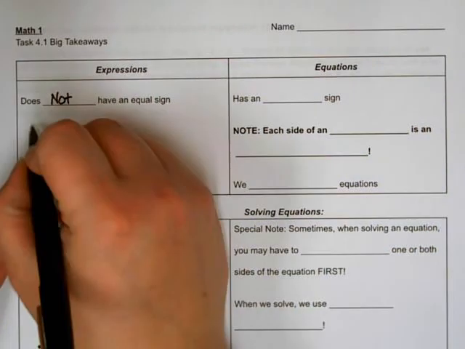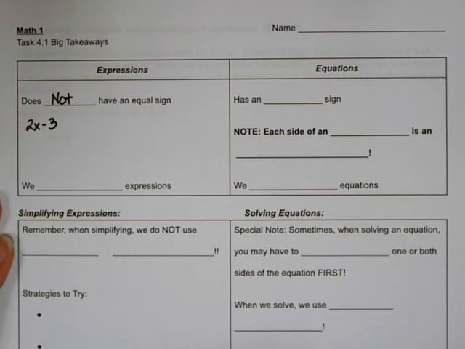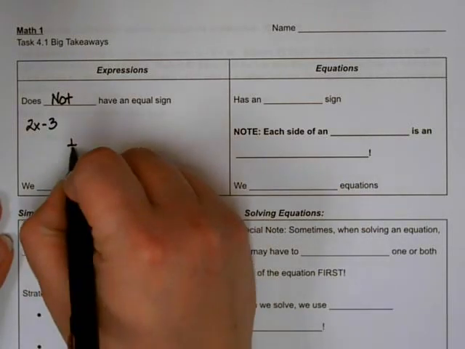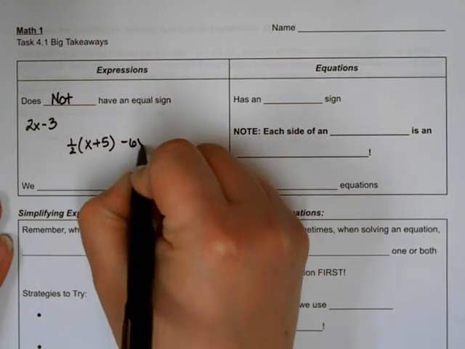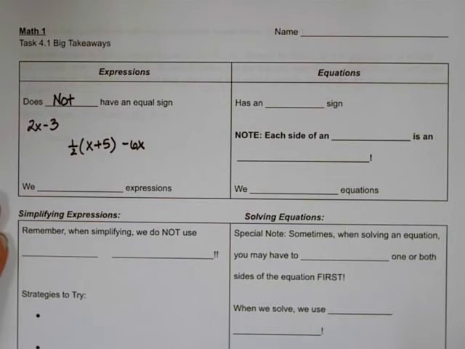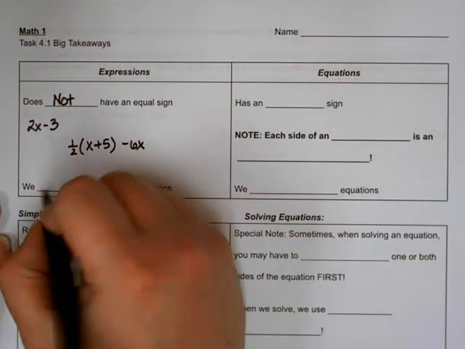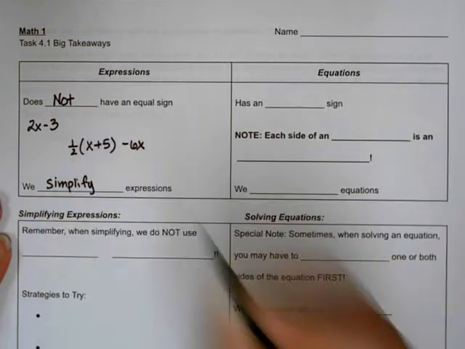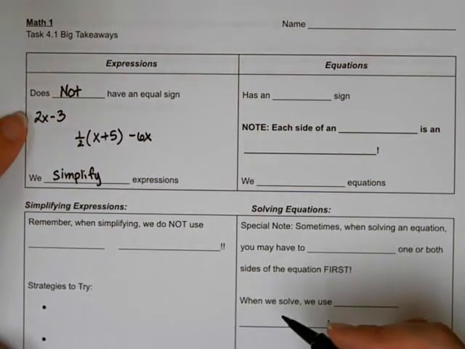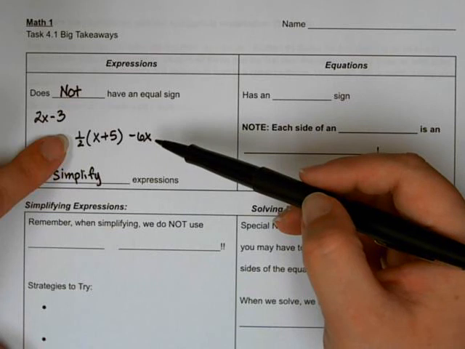Expressions could be something simple like 2x minus 3, or they could be something very complicated like 1/2 times the quantity x plus 5 minus 6x. Both of those things are considered expressions. They do not have an equal sign. Now, when we have an expression, we simplify it, if we can, anyway. So this first one that I wrote, we can't simplify it. This one, however, there's a couple of different things we could do in there to help simplify it and just kind of make it smaller, right?